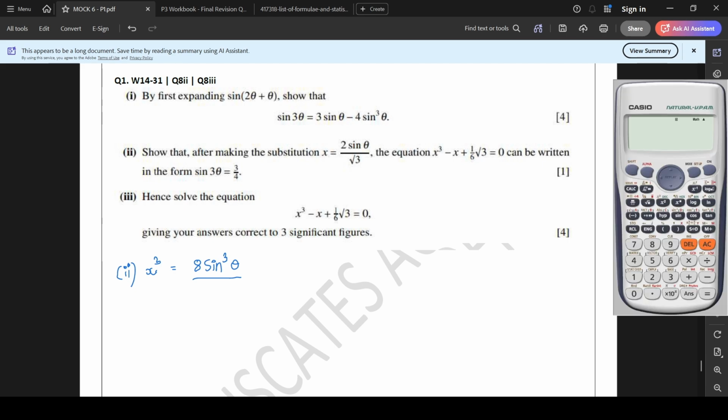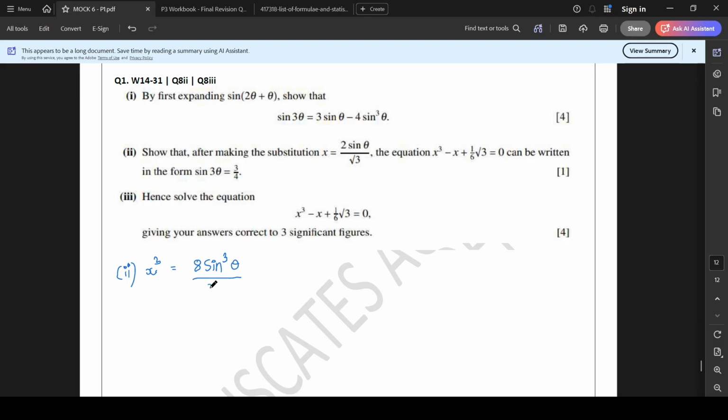Let me just go ahead and do this in the calculator only so that I am not leaving any chance to do silly mistakes. 3 root 3. And what is my x? Of course, x is just 2 sine theta over root 3. So I can substitute this x cube into this equation so that it looks like 8 sine cube theta over 3 root 3 and then minus x. So minus x will be 2 sine theta over root 3 and at the end minus root 3 over 6. This is equal to 0.